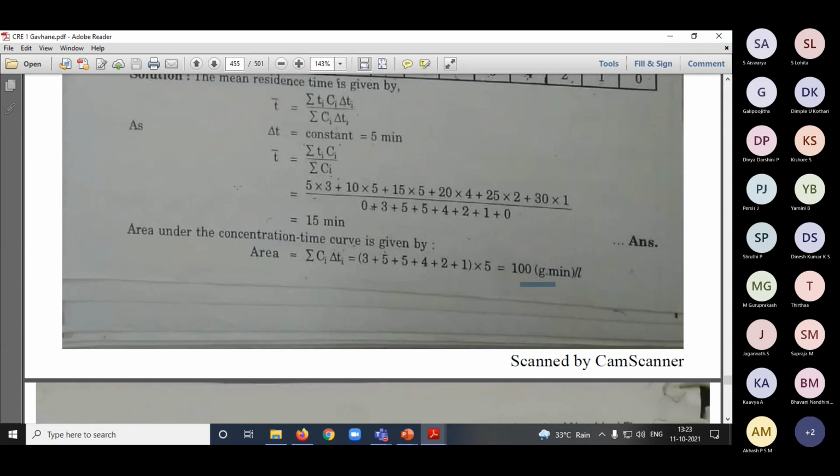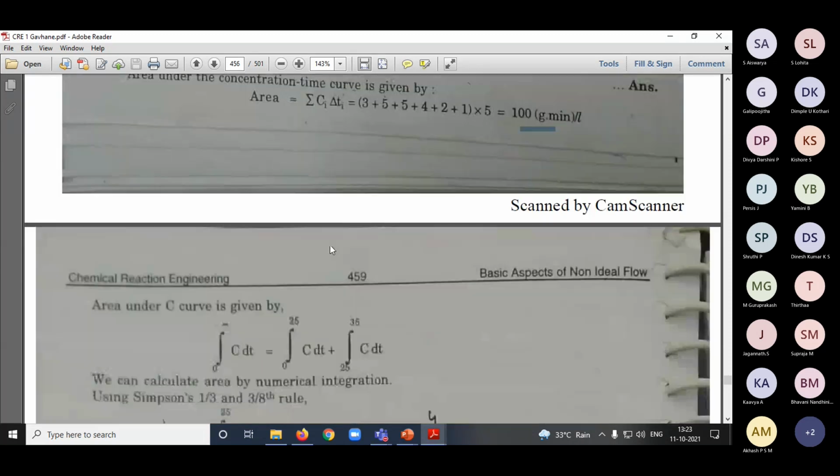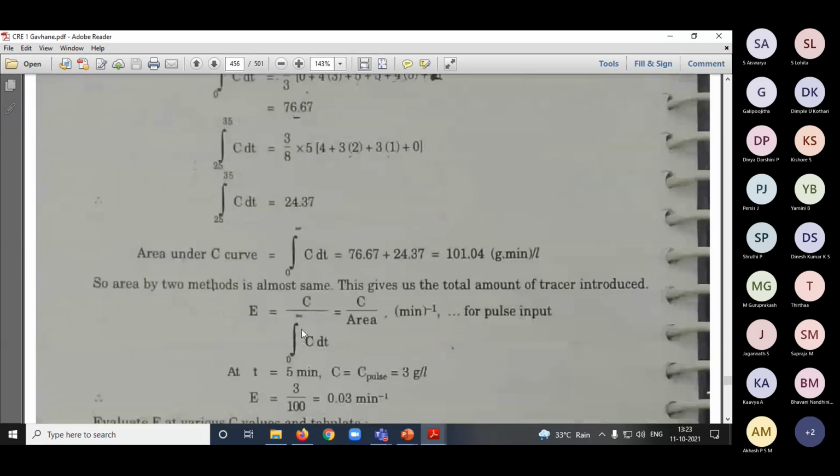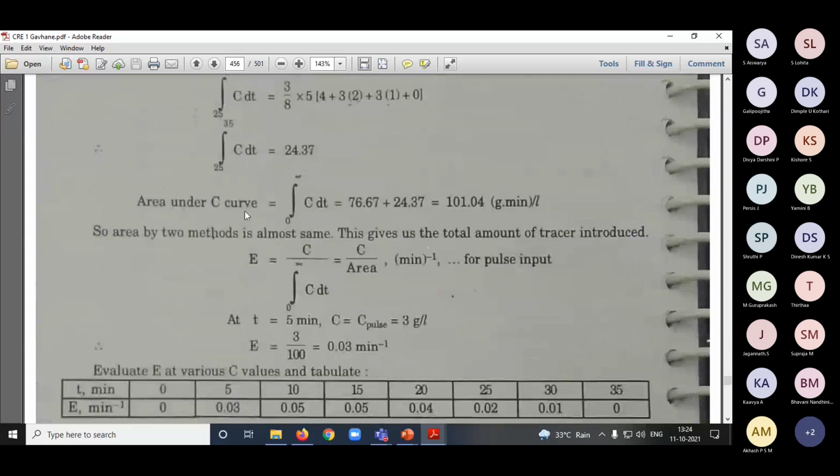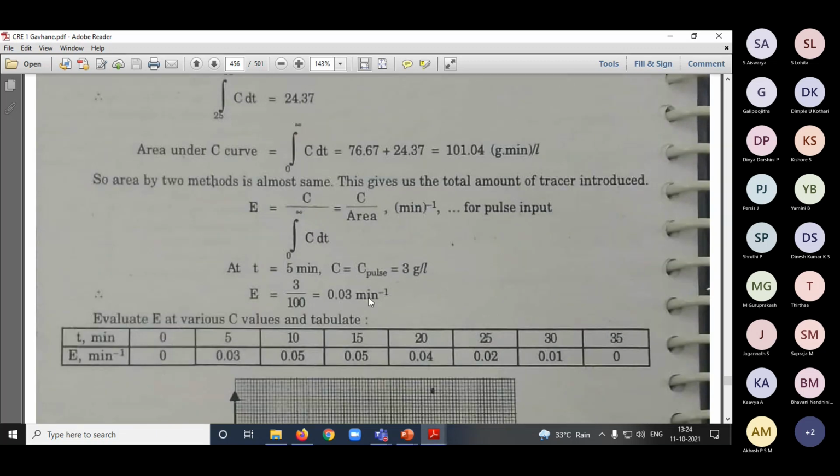No need for you to go for these rules. Now E curve, what is E curve? Area under the curve you got. E curve is C divided by the integral 0 to infinity C dt. That is C divided by the area under the curve. This will come in terms of minute inverse, right? This is for the pulse. So T is 5 minutes. C pulse is 3 grams per liter. So E curve becomes 3 divided by 100. That is the area under the curve, 0.03 per minute.